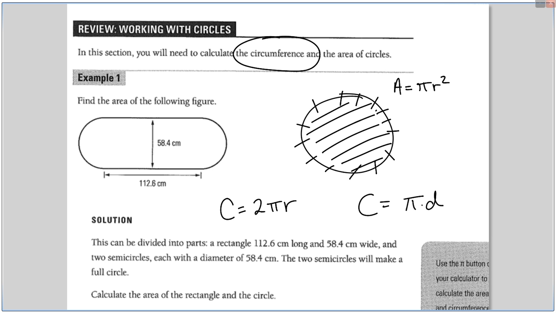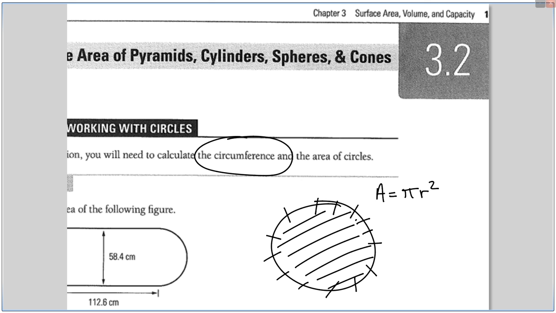And what is a radius? From the middle to the edge is a radius. Okay? Diameter. Good question. The whole line through is the diameter. It's got to go through the middle though. Through the middle is the diameter.